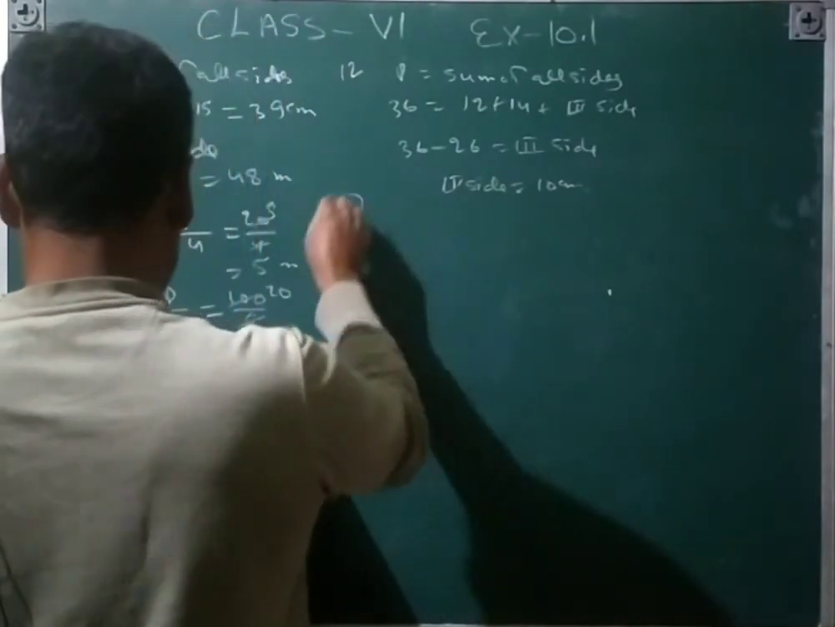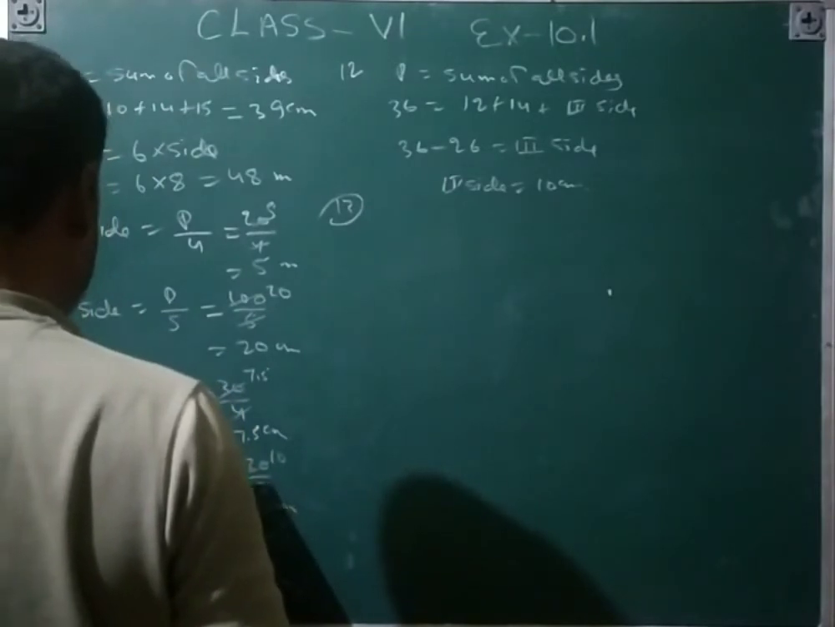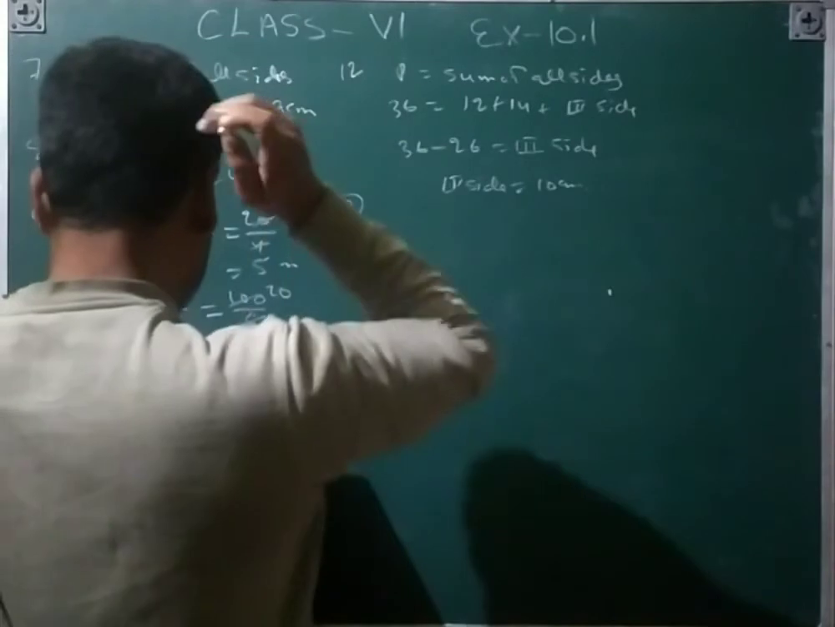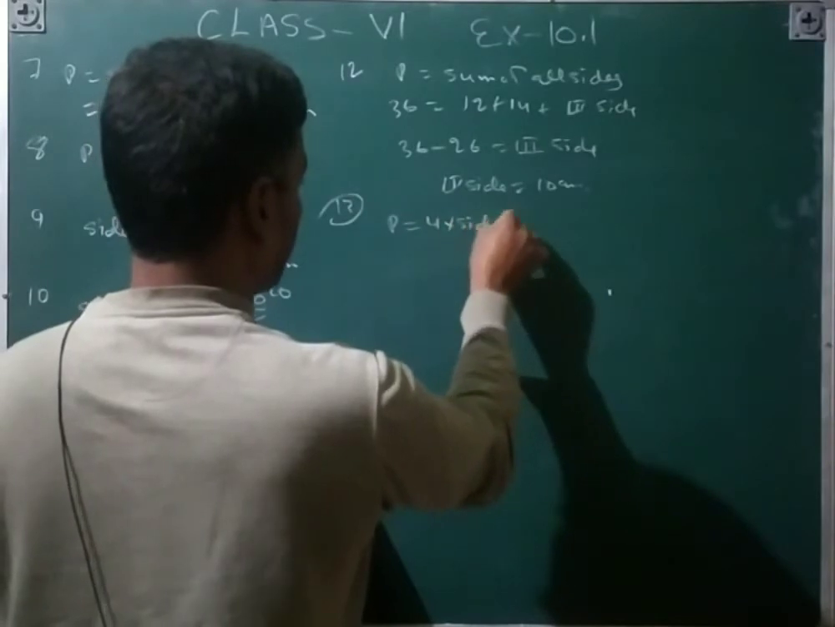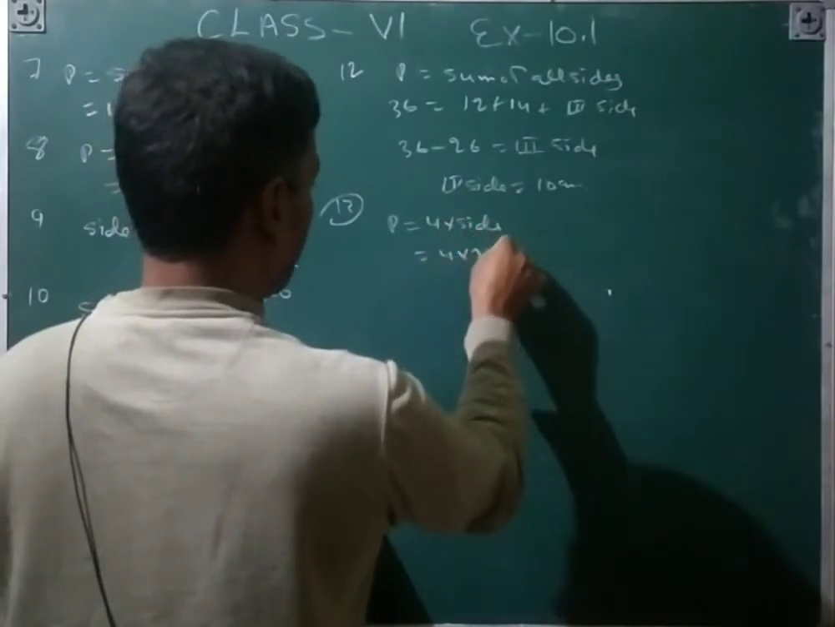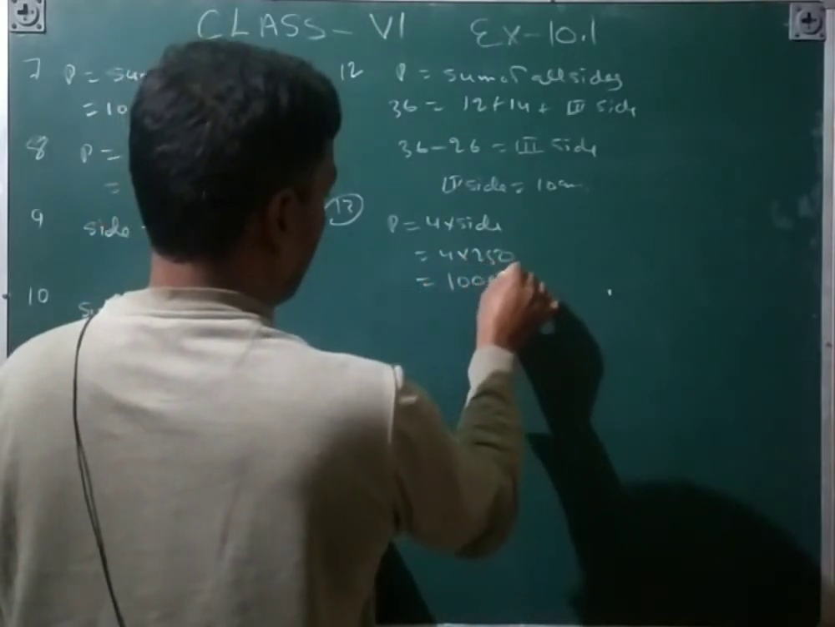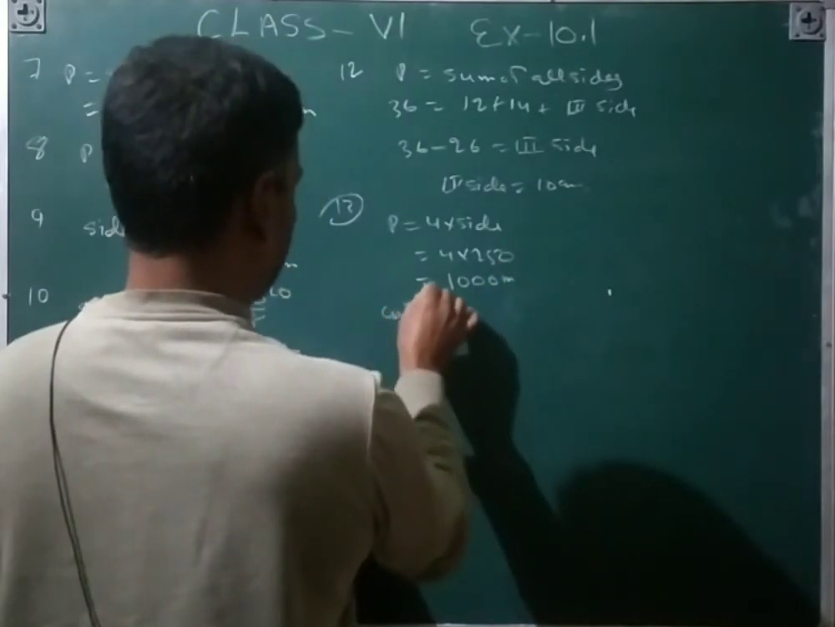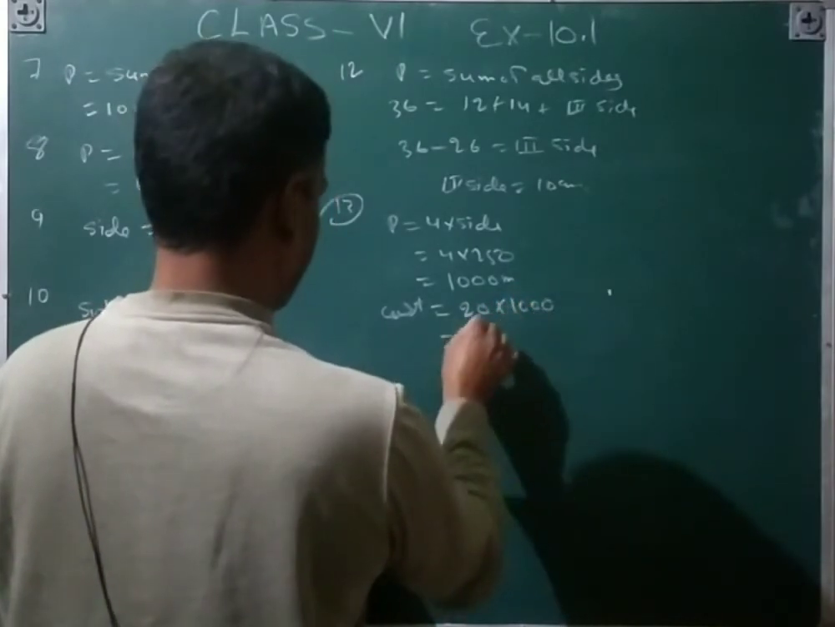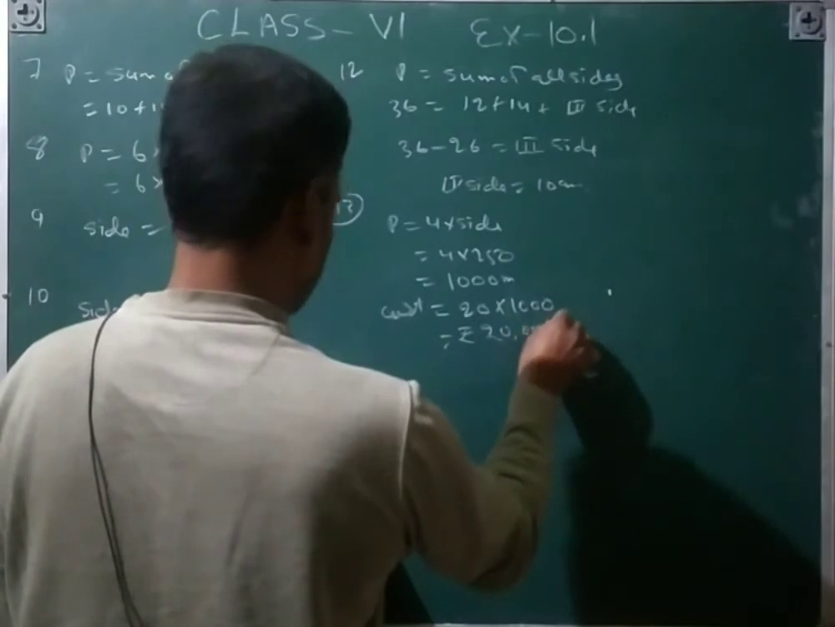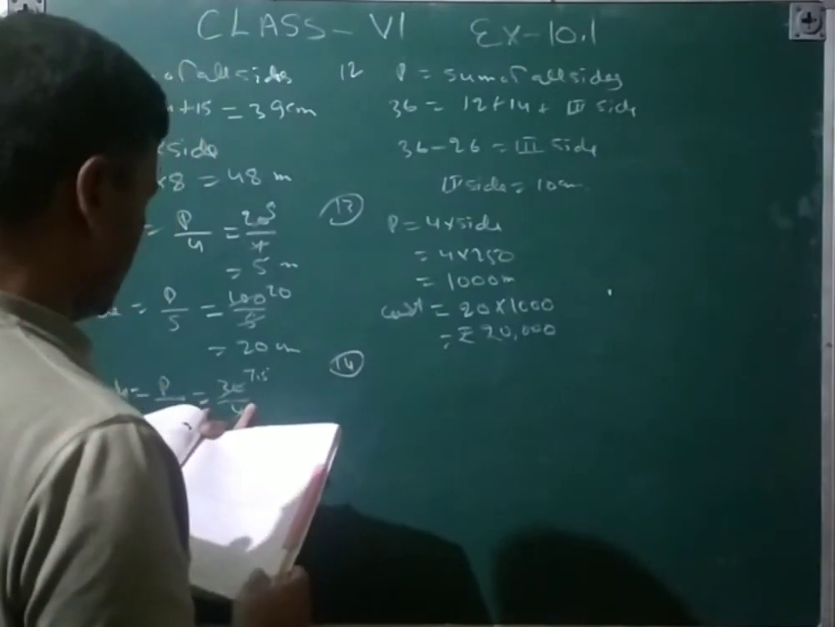13th question. Find the cost of fencing a square park of side 250. First of all we will find the perimeter. So perimeter is equal to 4 into side, because it is a square. So 4 into 250, that will be 1000 meter. So cost is equal to 20 rupees multiplied by 1000, that will be 20,000 rupees.